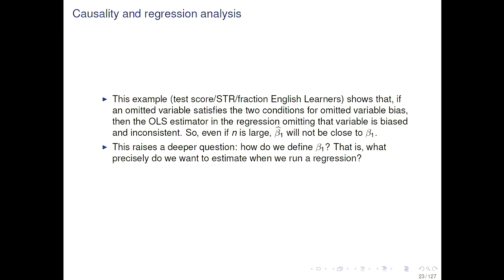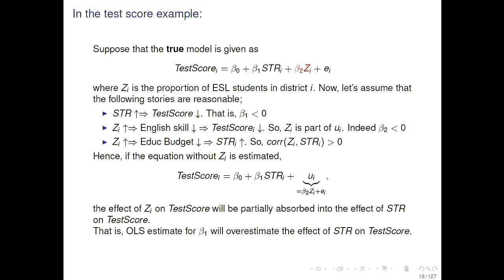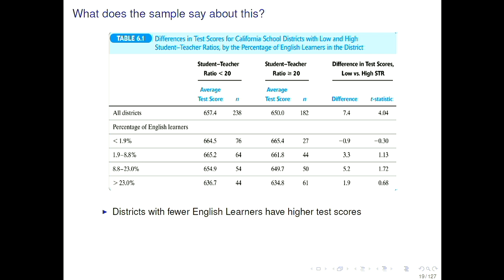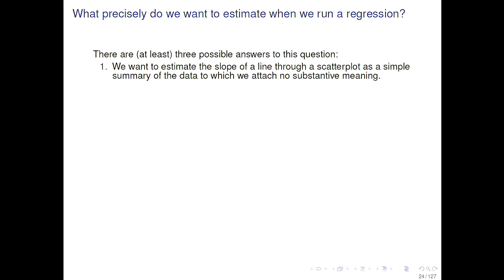Okay, so the discussion so far raises another question. How do we define beta 1? When we regress this one, we had beta 1. And on the top of this slide, we have another beta 1, right? The definition of beta 1 in the first equation is going to be different from the definition of beta 1 in the second equation that doesn't have this additional component. So what is the real definition of beta 1? Another way to ask this question is, what precisely do we want to estimate when we run a regression?